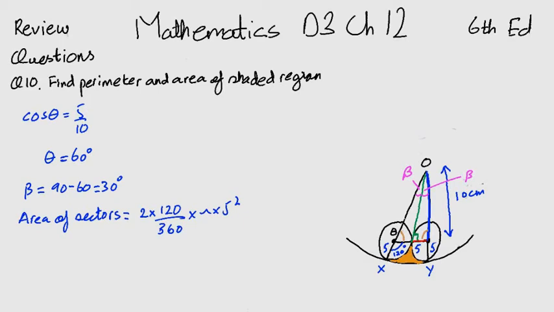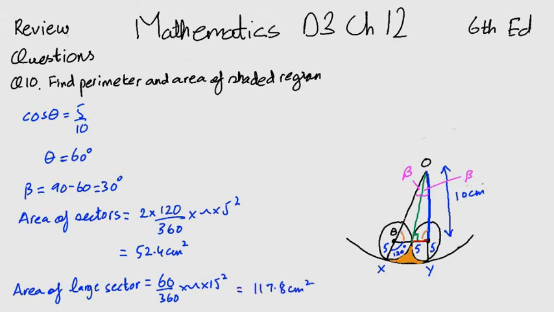Both of the sectors are identical. 120 divided by 360 into pi r squared, where r is 5. Next we find the area of the large sector, and that is 60 over 360 into pi r squared, where r this time is 15. We'll label 2 more points. Centers of the smaller circles are labeled A and B.